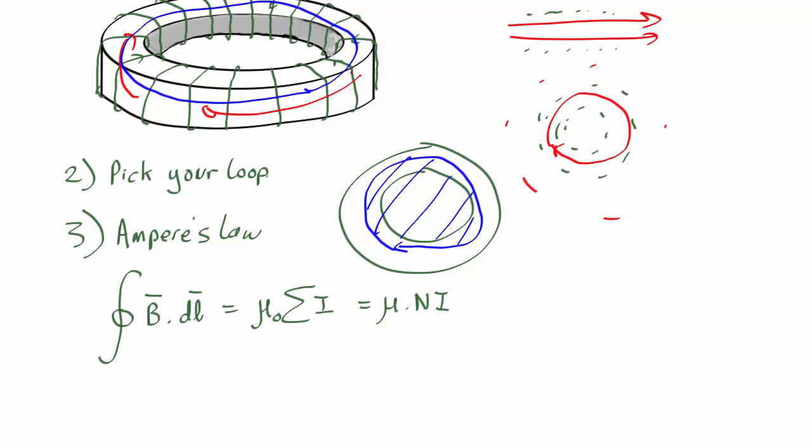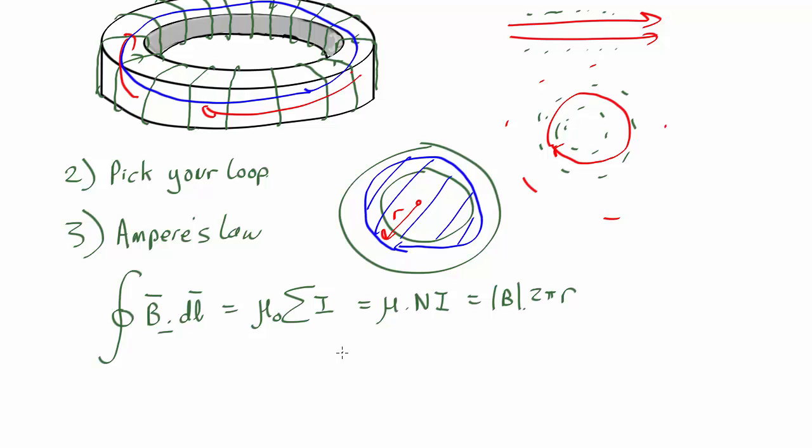Meanwhile, what's B dot dl? They're in the same direction, so the cos theta goes away, so it's just going to be equal to the mod of the magnetic field times the length of the circle. If the circle is in the middle of the toroid, so the radius here is the radius from the center to the middle of the toroid, that gives us just 2 pi r.